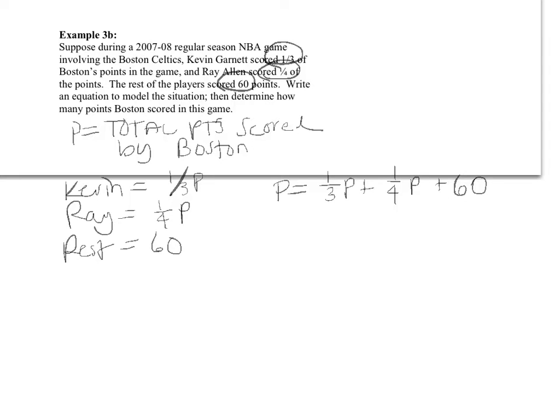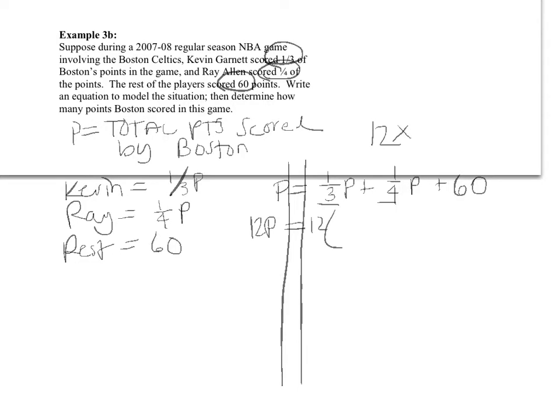Now let's solve it. Let's get rid of those fractions. We clear them out by finding a common multiple of the denominators. So we have 3 and 4 as denominators. A common multiple would be 12. So we're going to multiply everything by 12. Everything, all of it. So 12 times p is 12p.